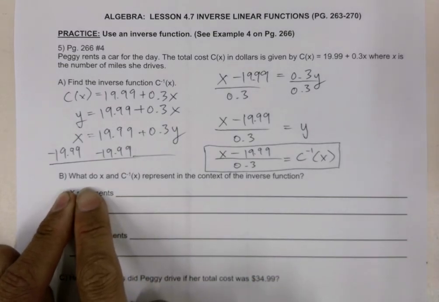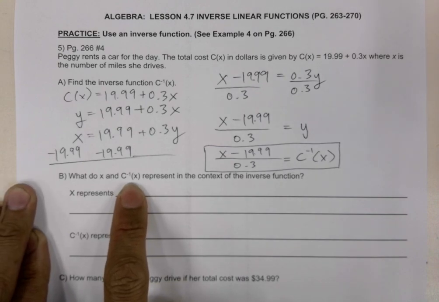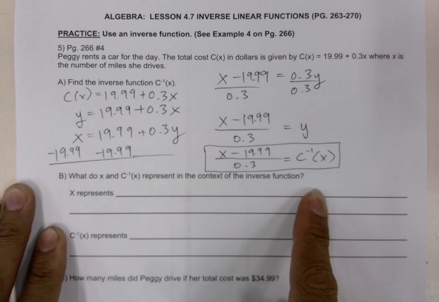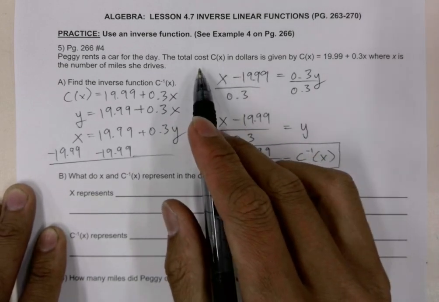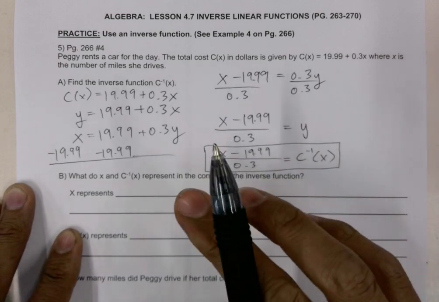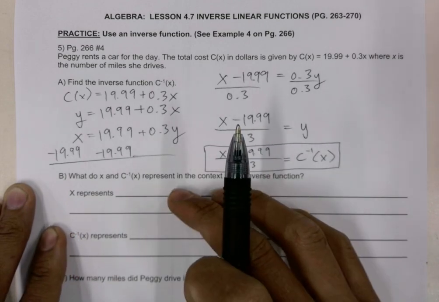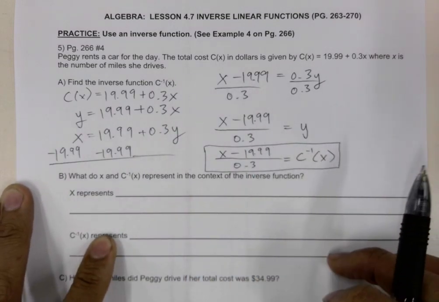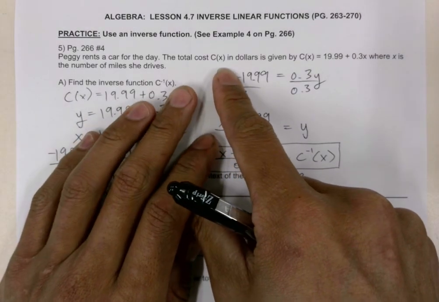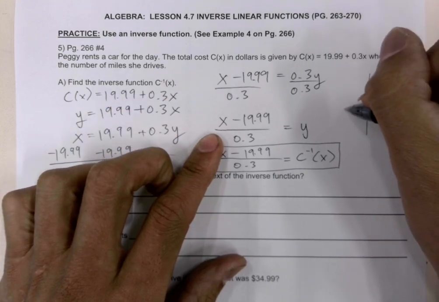Now the question is what do x and the inverse of c of x represent in the context of the inverse function? Well, what we are doing is we're taking this function here and we're replacing the x-axis with the y-axis and the y-axis with the x-axis. So to understand what x represents, we need to go back to the original function and see what is the x-axis, what is our y-axis.